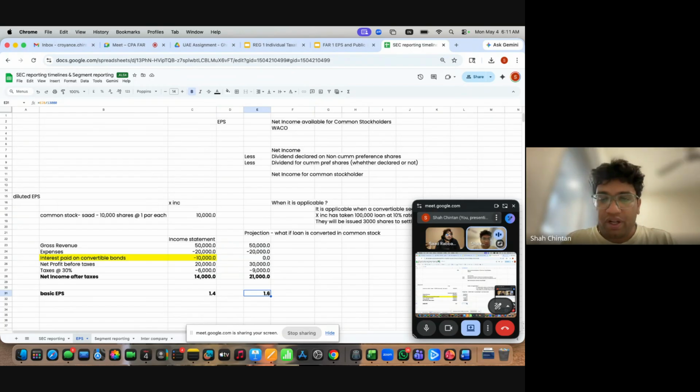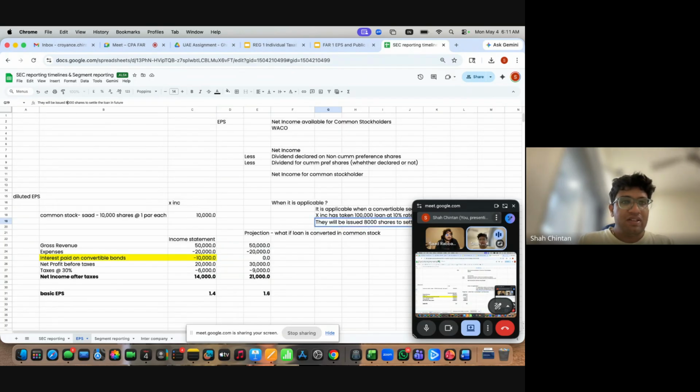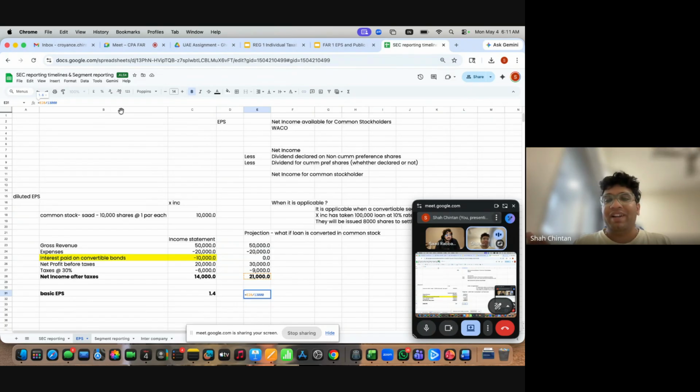You don't report it. Hypothetically, let's say the bank would be issued 8,000 shares to settle the loan. In that situation, your number of equity shares outstanding will be 10,000 for SAD plus 8,000 for the bank, which is 18,000. So your earnings now reduce to 1.2. This is a dilution in your earnings. So this is called a diluted EPS, and this is also reported on the financial statements.